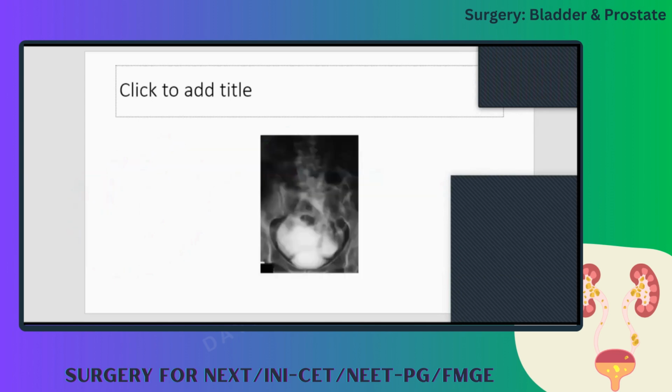Okay. So here, see, this is a classic intraperitoneal bladder rupture. The contrast is going inside the peritoneum. This is intraperitoneal. You can see the contrast, right? This is all contrast going inside.